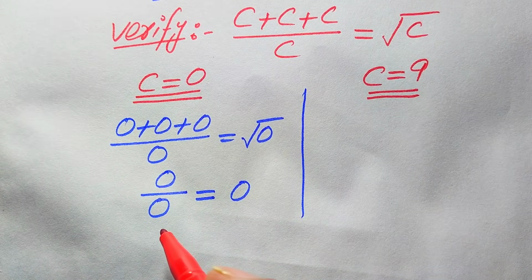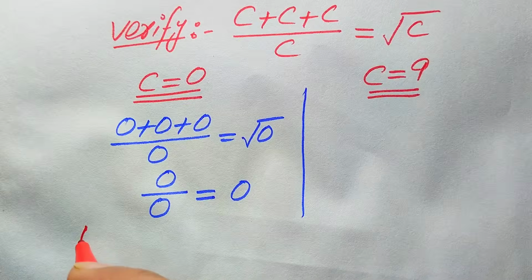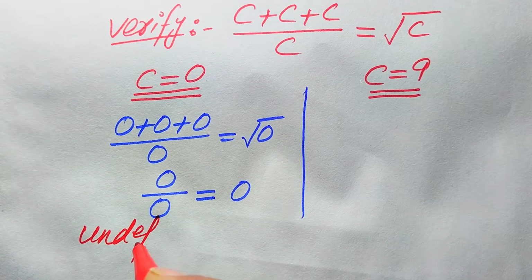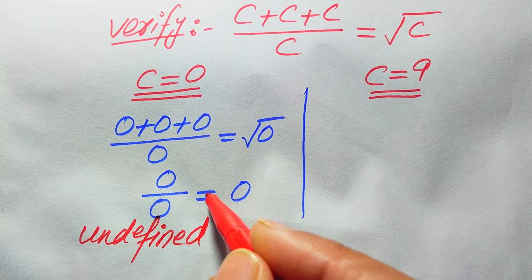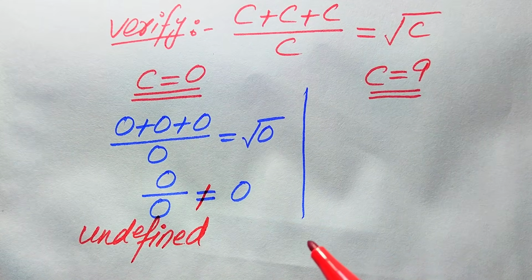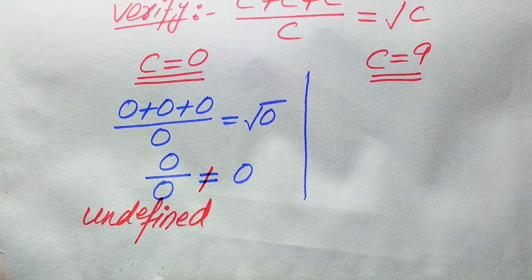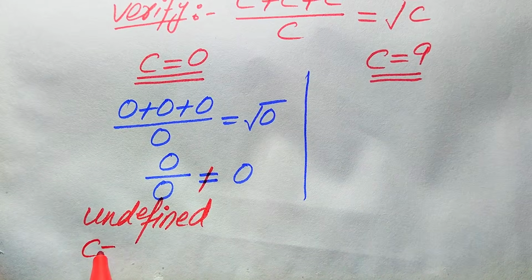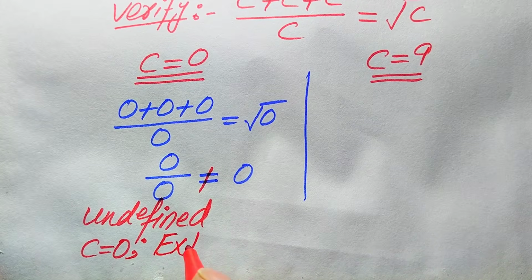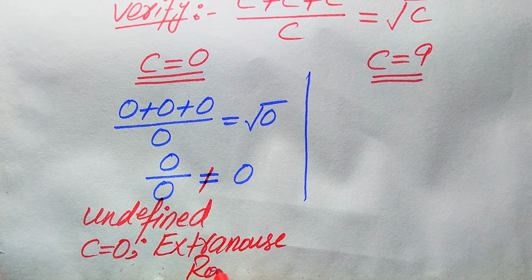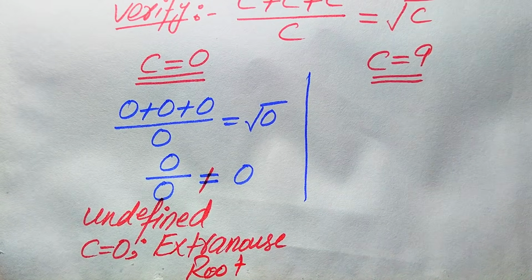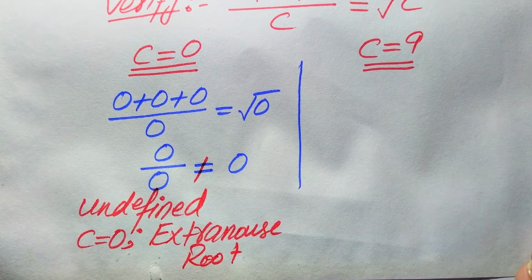If this is an indeterminate form, in other words our left hand side is undefined. So if our left hand side is undefined, both of the sides are not equal, and this concludes that the value c equals 0 does not satisfy our given question statement, and we call this the extraneous root of the given equation. It is extraneous because it does not satisfy our given question statement.